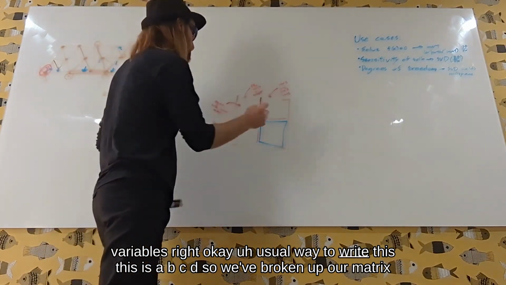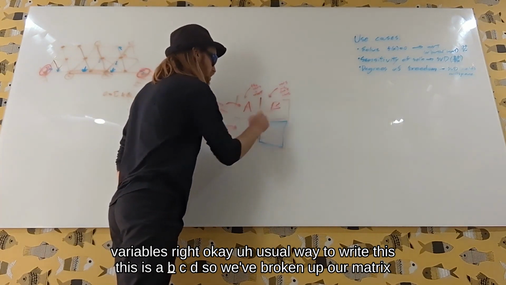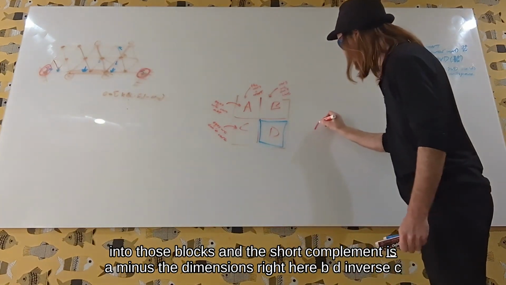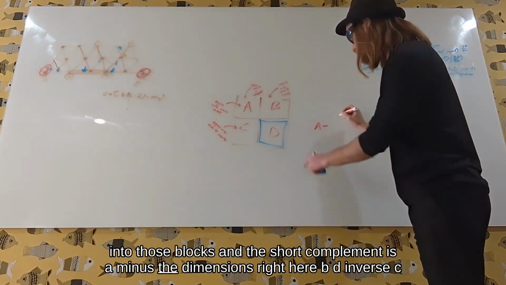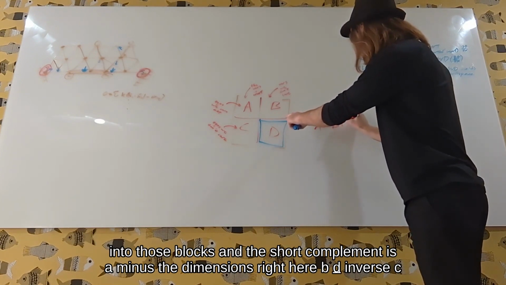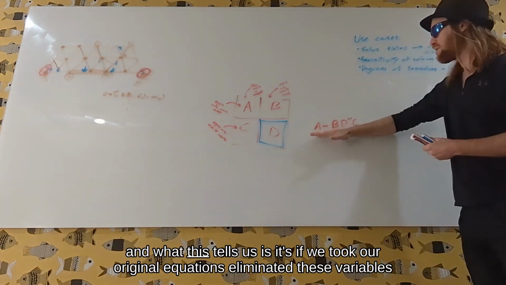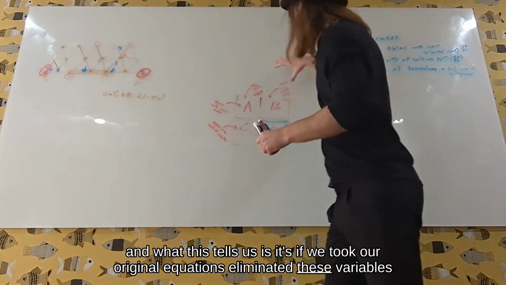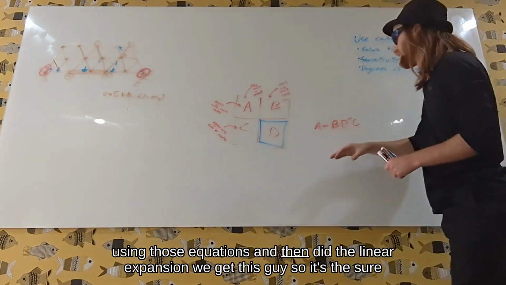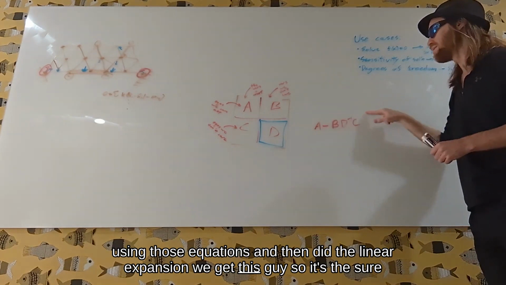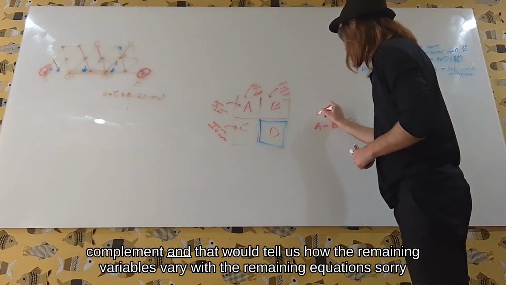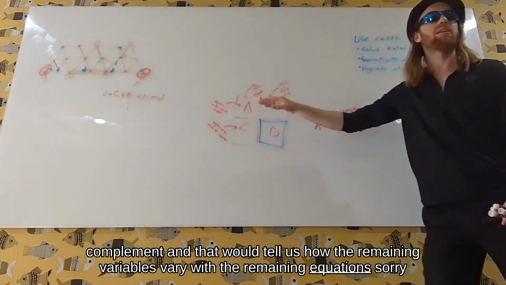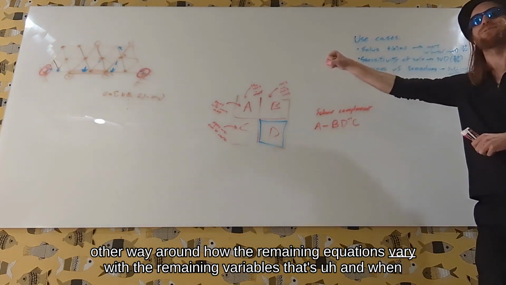Okay. The usual way to write this: this is A, B, C, D. So we've broken up our matrix into those blocks. And the Schur complement is A minus B D inverse C. What this tells us is if we took our original equations, eliminated these variables using those equations, and then did the linear expansion, we get this guy. So it's the Schur complement. And that would tell us how the remaining variables vary with the remaining equations. Sorry, other way around. How the remaining equations vary with the remaining variables.